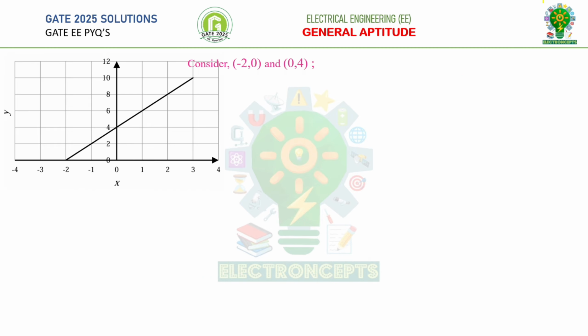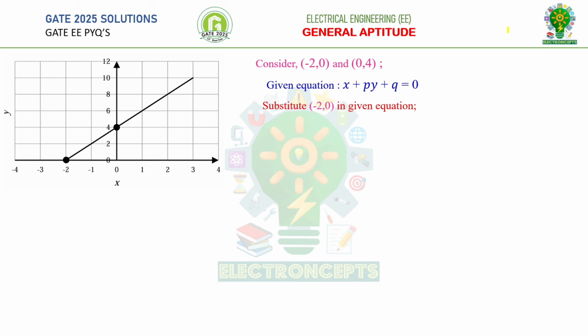Now let's solve the question by considering two points. Let us consider minus 2 comma 0 and 0 comma 4 as our points to solve the question. Since in the question it is given that the equation is x plus py plus q is equal to 0, let's substitute the points one by one and find the values of p and q. Substituting minus 2 comma 0 in the given equation gives minus 2 plus p into 0 plus q is equal to 0. From this we can get the value of q, which is equal to 2.